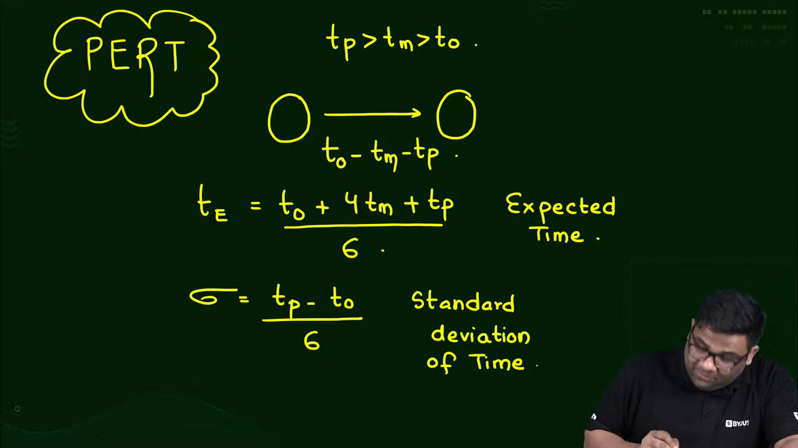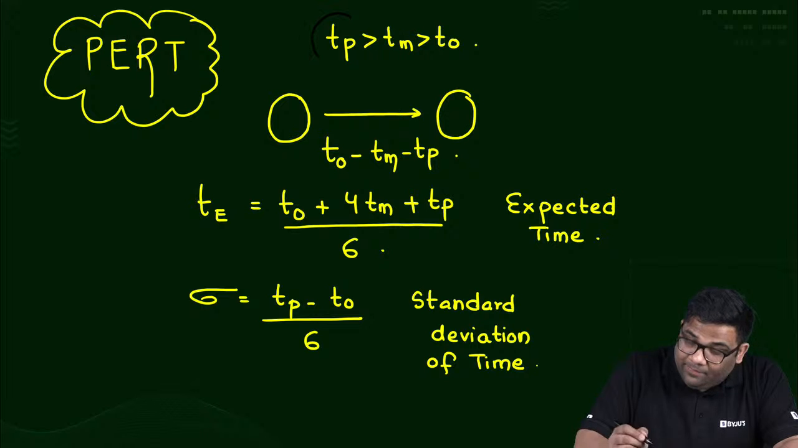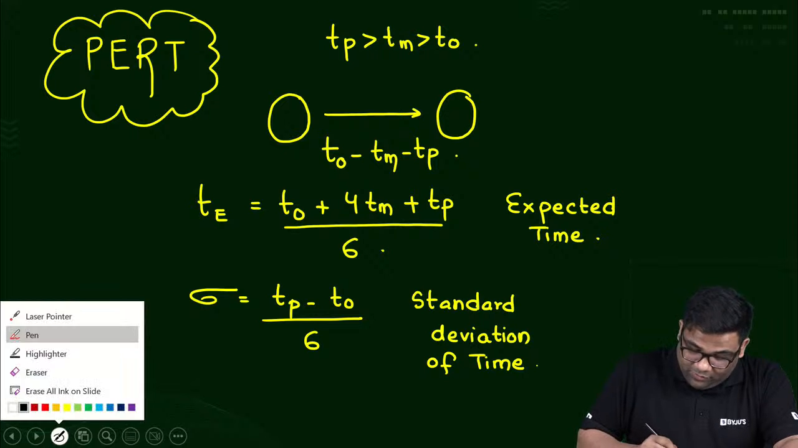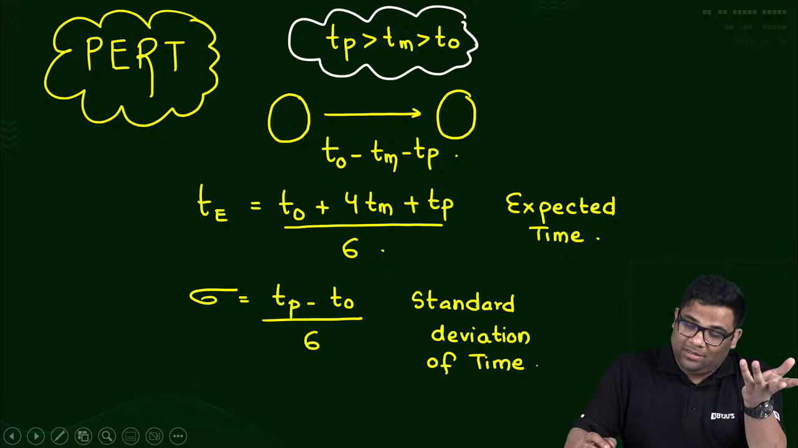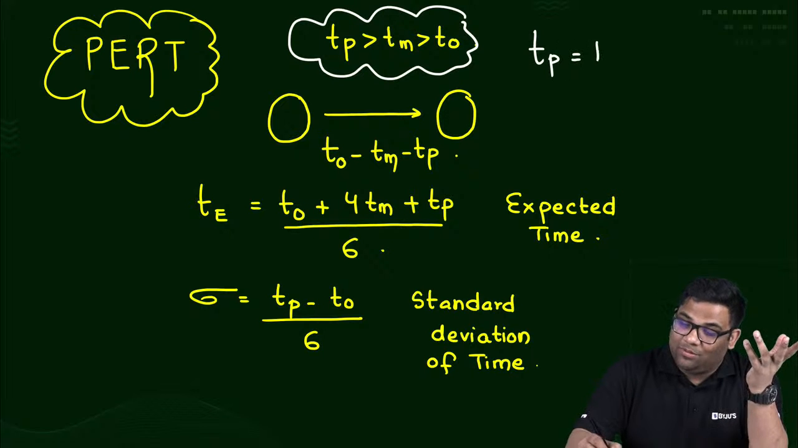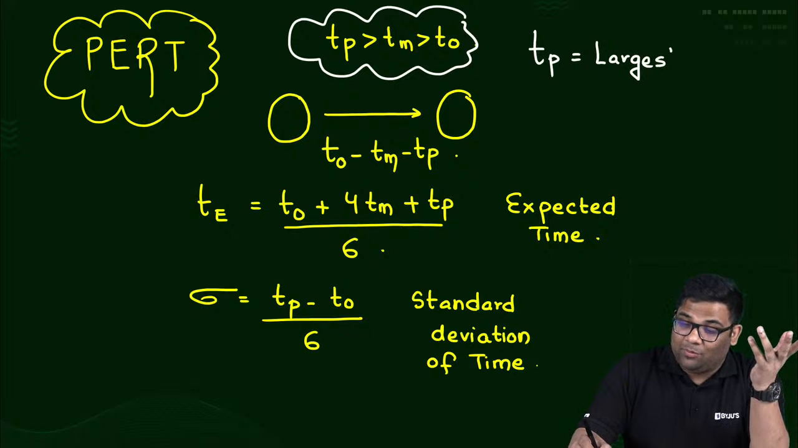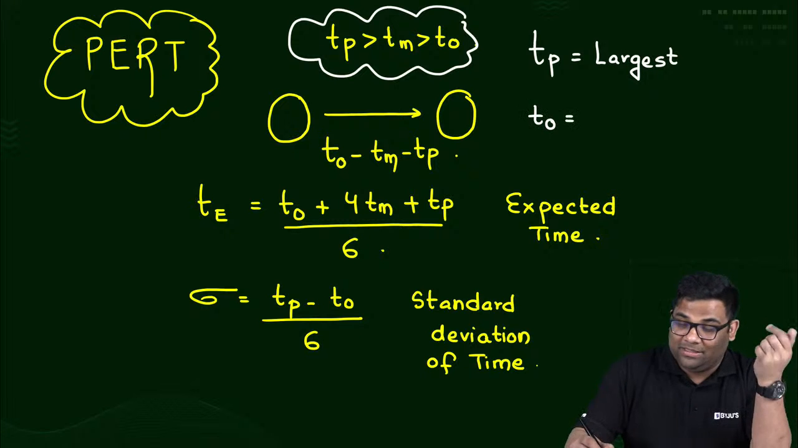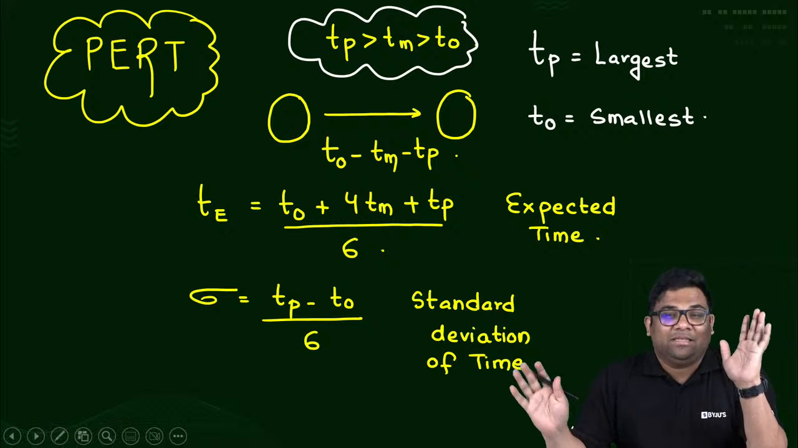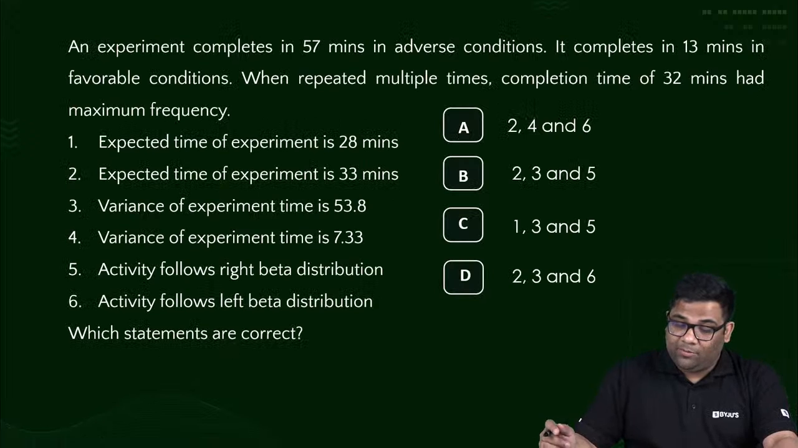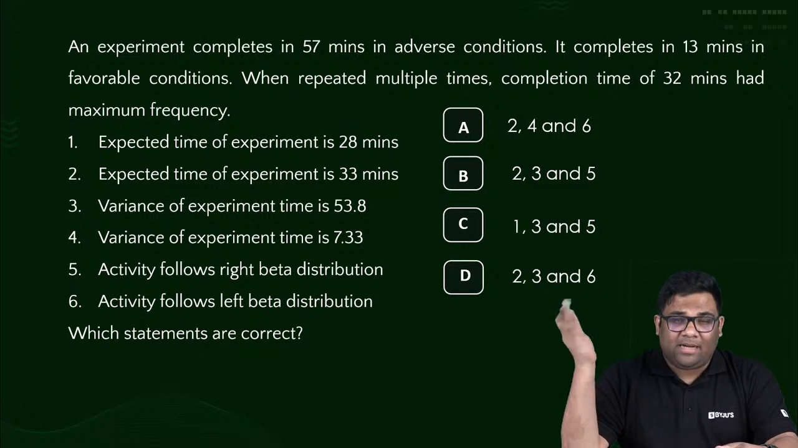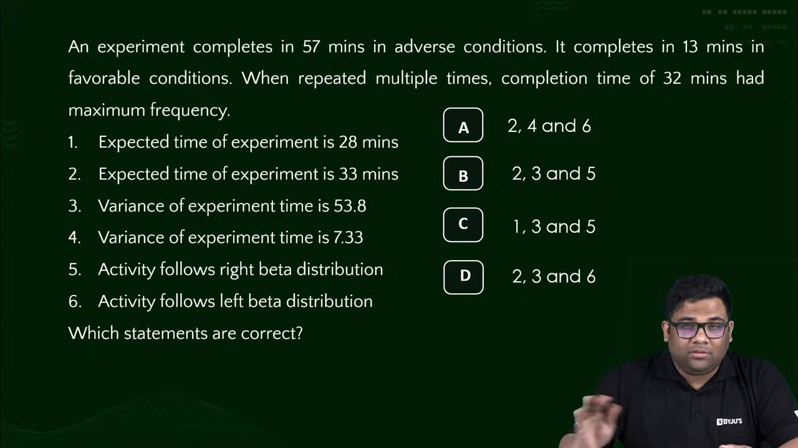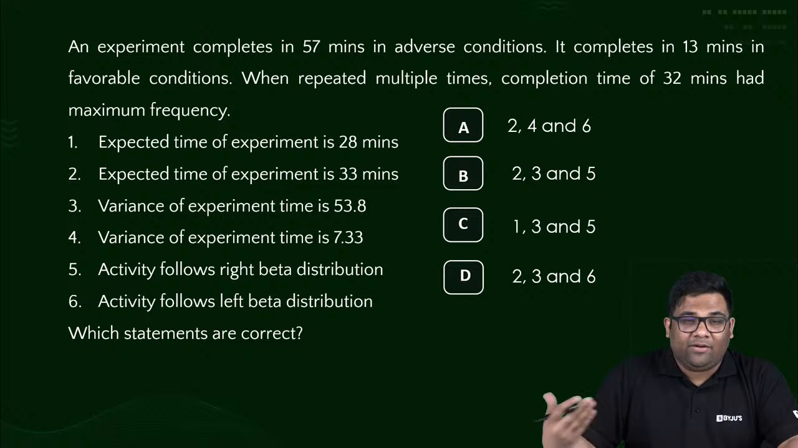And suppose in the examination you are unable to guess from the question which is TP, which is TM, which is T naught. From the language, very simple: the largest one will be TP, and the smallest one will be T naught, optimistic, so it will take less time, and obviously TM will be in between them. That's it. Like this question you see. I've already solved this question in class before, but I'm repeating it because we are revising.